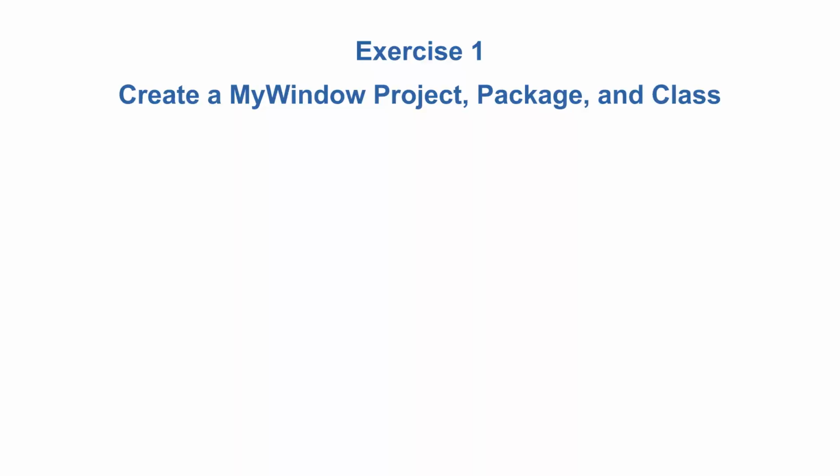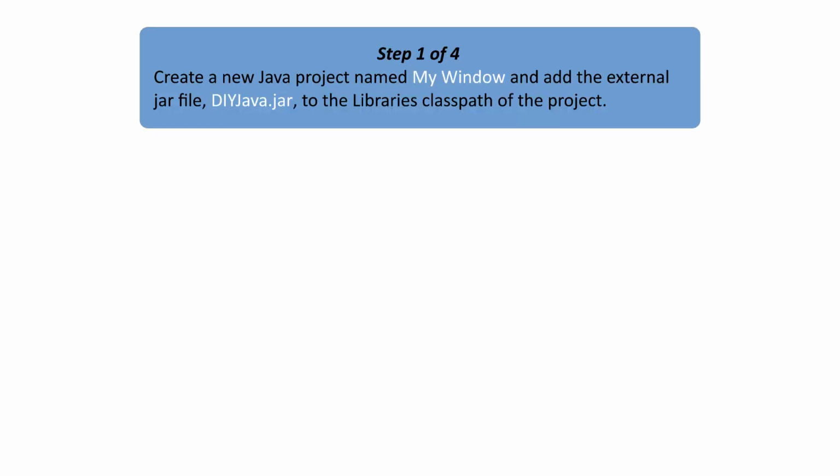Exercise 1. Create a MyWindow project, package, and class. First, create a new Java project named MyWindow and add the external jar file DIY to the library's class path of the project.